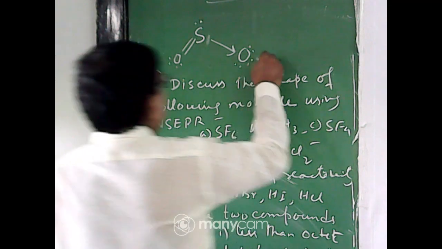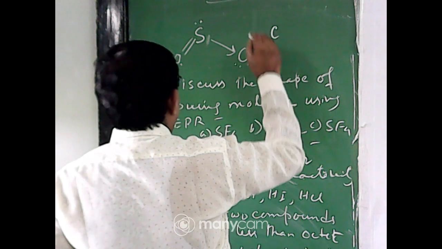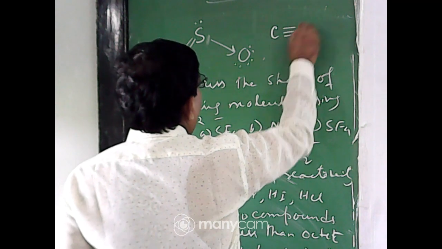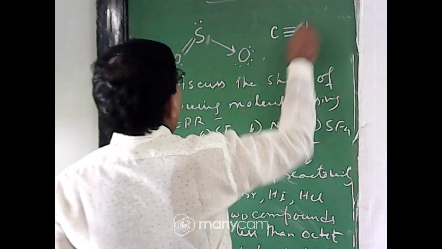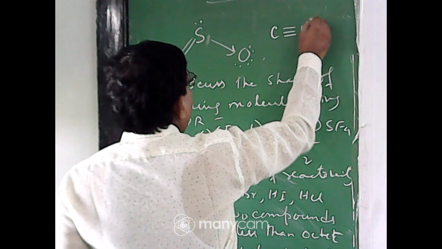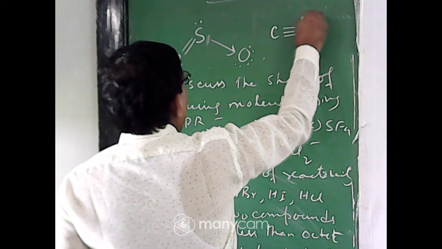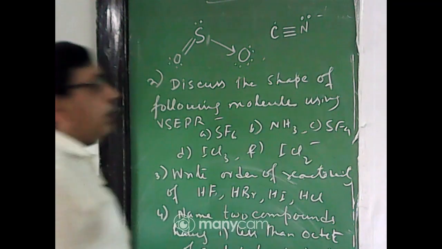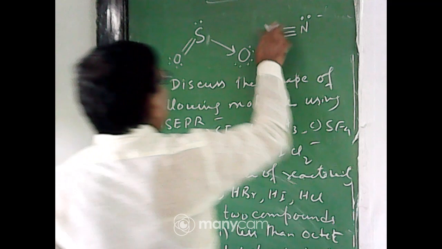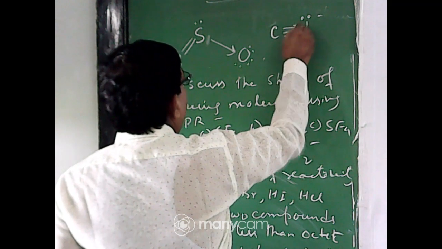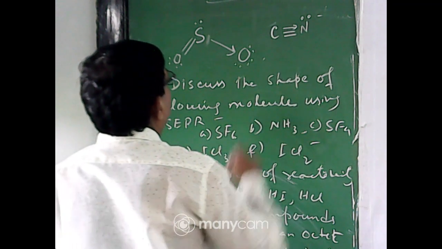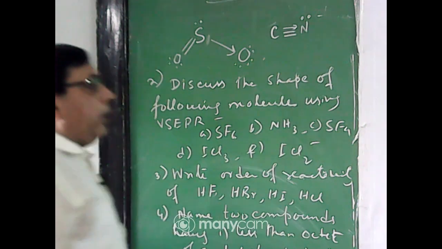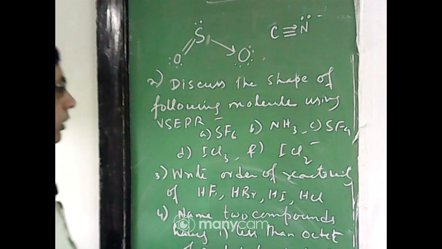Okay. CN minus: carbon forms 3 covalent bonds with the nitrogen atom, and here nitrogen has how many electrons? 2 electrons. Carbon 4 electrons. This is the minus Lewis dot structure. Or you can write it this way: 2 double bond, 1 covalent bond, coordinate bond. So it will be minus because both electrons are donated by carbon to nitrogen. Okay.